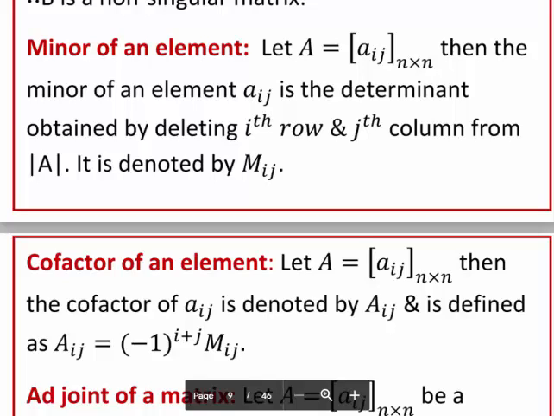If the power of minus 1 is even, then its value will be 1. If its power is odd, then its value will be minus 1. This means Aij can be obtained from Mij by just multiplying Mij by plus or minus 1. And how can it be decided? It can be decided by this formula, because minus 1 raised to i plus j, here the power is i plus j. Note that.